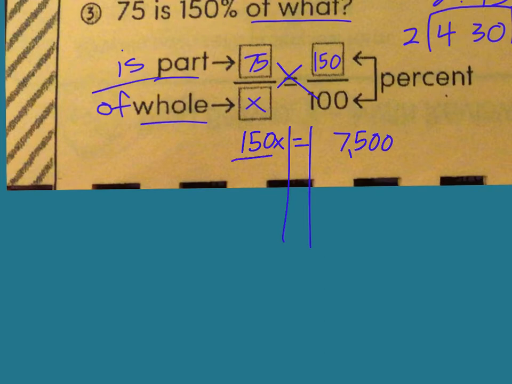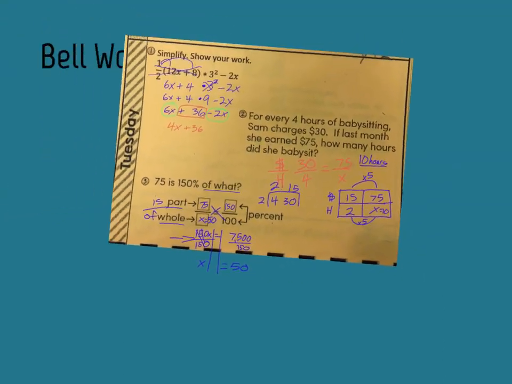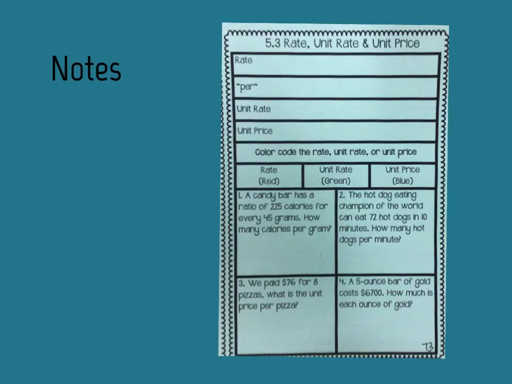So how do I get rid of multiplication? I use division. And because I divided here, I have to divide by the same thing over here. So I'm going to get out my calculator and go 7,500 divided by 150, and I get 50. So my part is 75. My whole amount is 50. So that's how you do that. All right, there's your bell work. Let's move on.